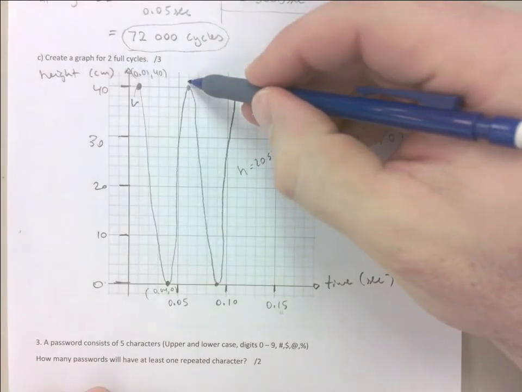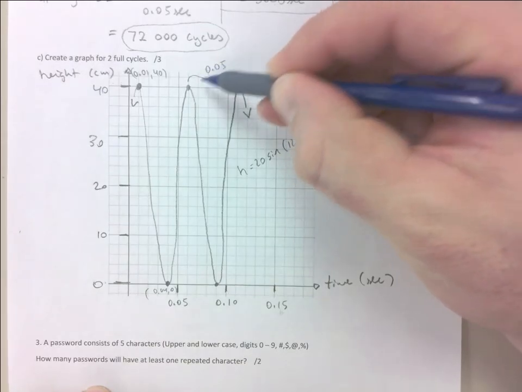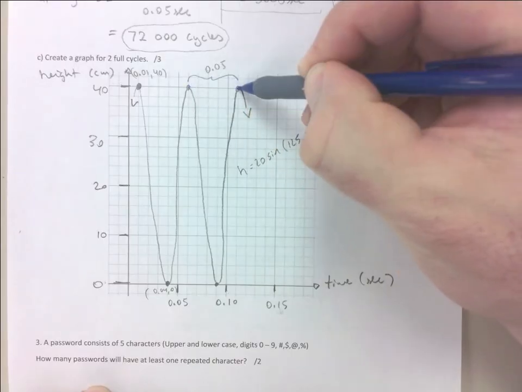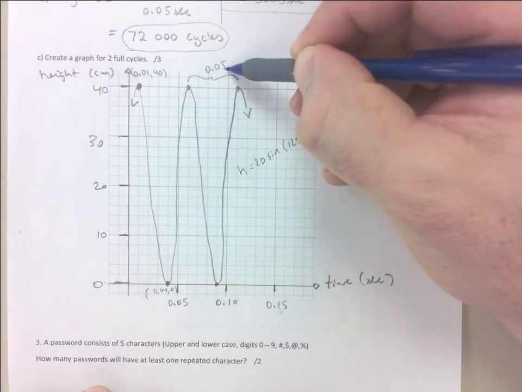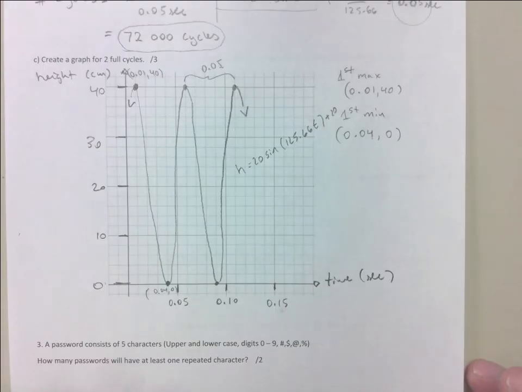And if you need to label this, this is 0.05, right? The X difference here, I've always gone up by 0.05, which is a full period. Fun stuff, eh? I know.